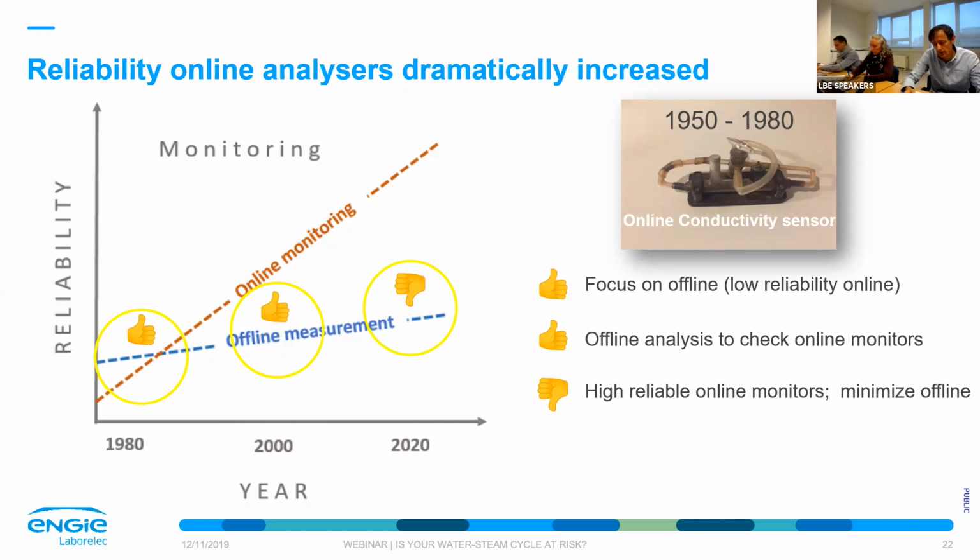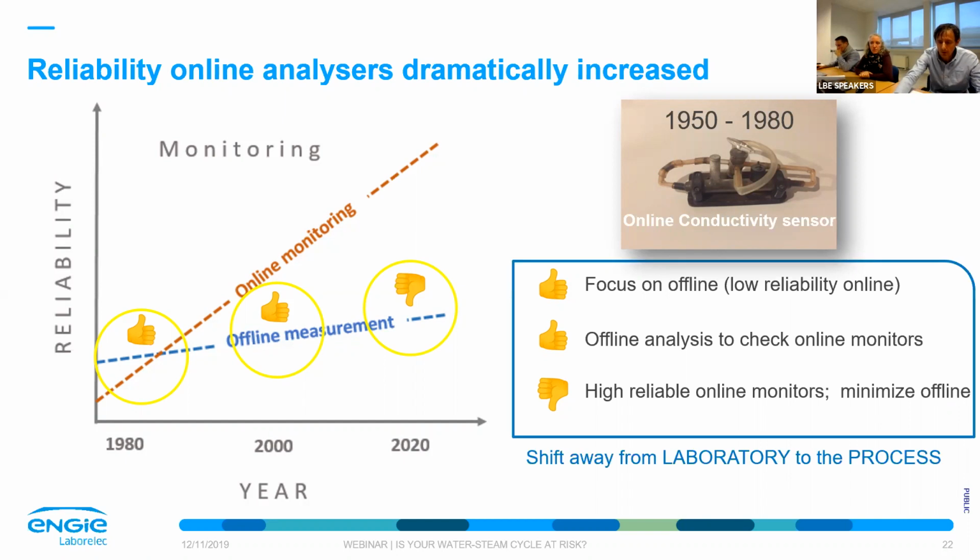This is also a call from our side to shift away from the lab to the process, and from offline to online instruments. I would say that when a plant chemist nowadays is spending most of his or her time in the laboratory, he or she is maybe not that efficient, and so we prefer to focus on activities in the process, in the control room, etc.